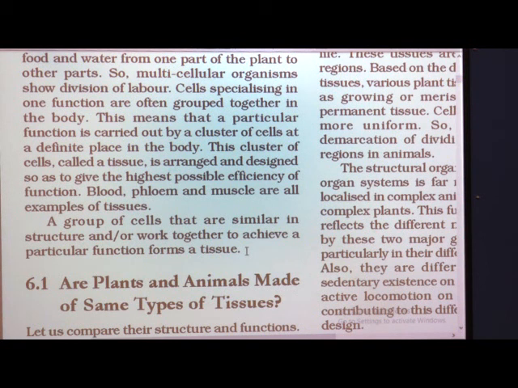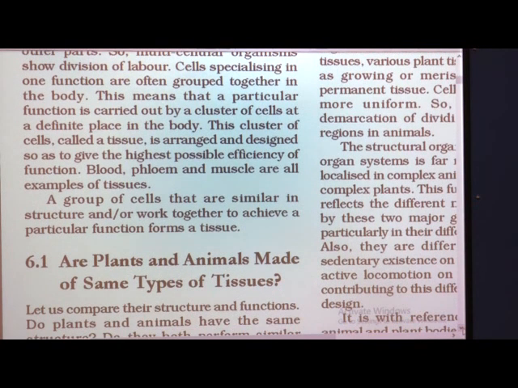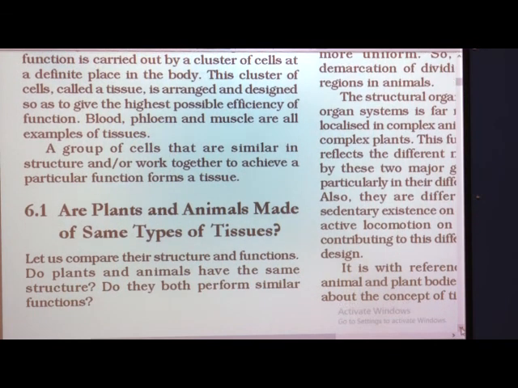What is a tissue? It is a group of cells and all the cells in that group are similar in structure and they work together to achieve one particular function, that is called a tissue. So, if the question is asked define tissue, what are you supposed to write? A group of cells that are similar in structure and or work together to achieve a particular function forms a tissue. Okay, so that is just the introductory part. Now, we will move to the first concept of the chapter.